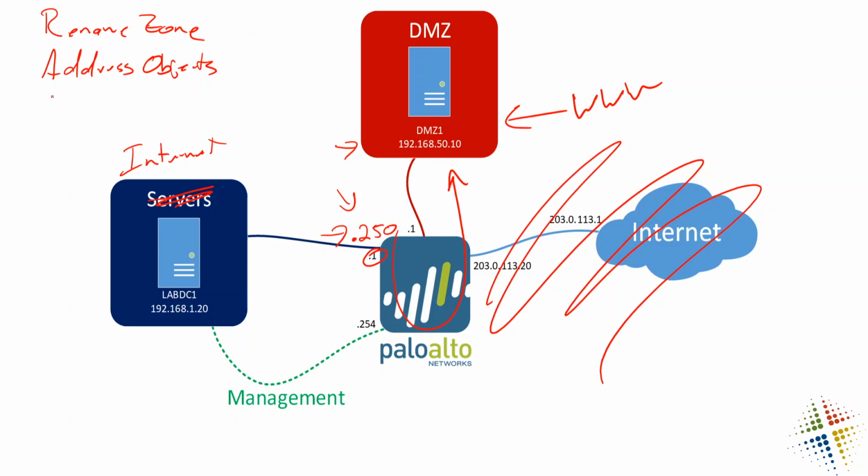Once that's done, we're going to go ahead and create a security policy, and then create our destination NAT policy. So without further ado, let's go ahead and get into that. Let's start off with renaming our zones.